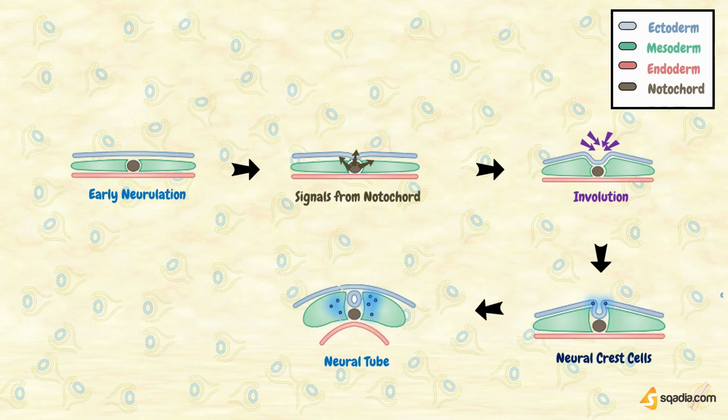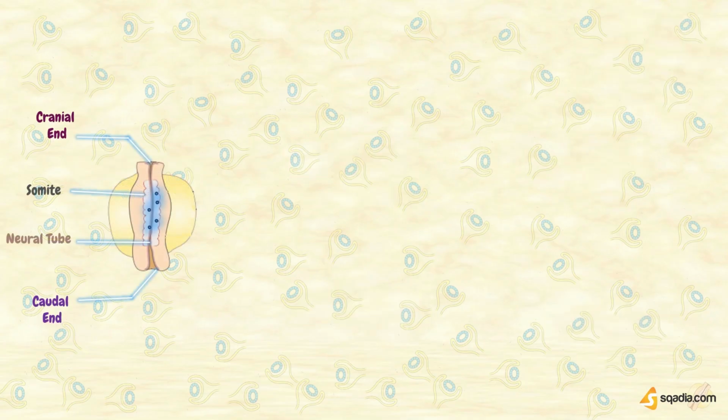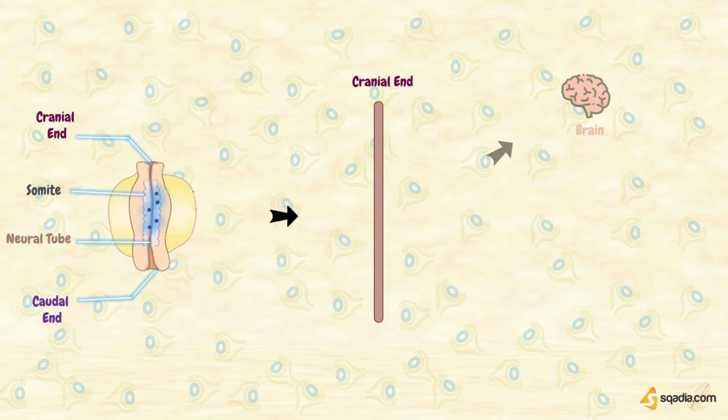Now consider this neural tube. From neurulation, the central nervous system continues to develop as the cranial end of the neural tube dilates and folds to form spaces that will become the brain. The remainder of the neural tube, caudal to the first four somites, will become the spinal cord. Neural crest cells have different destinations.